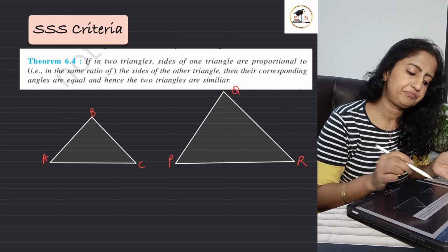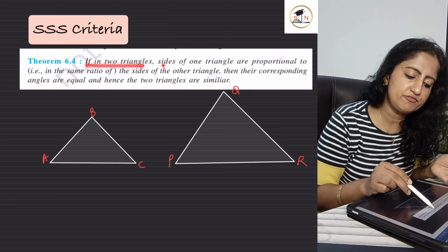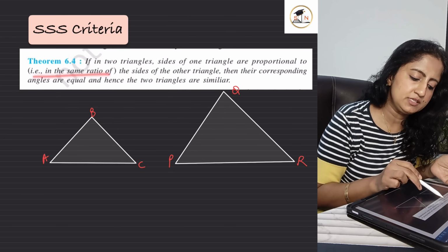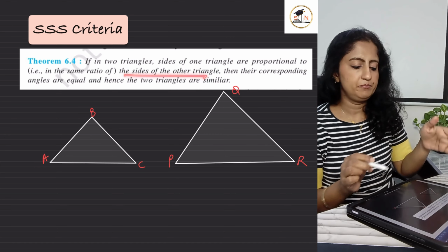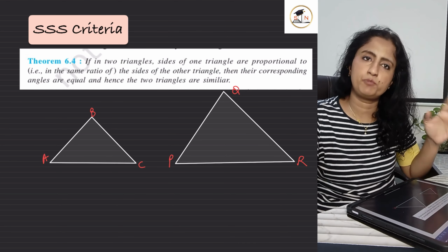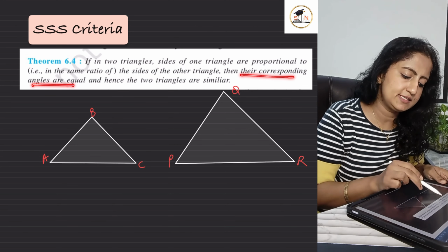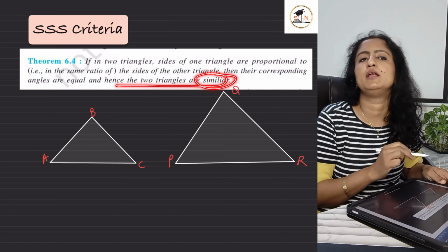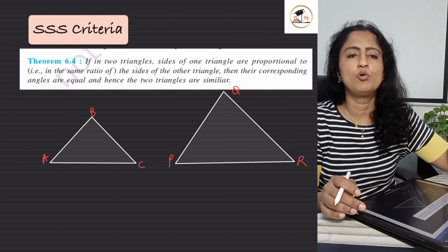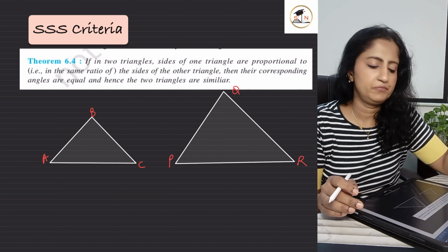चाहिए. Okay? Now, this question says, if in two triangles, sides of one triangle are proportional to, that is the same ratio, the sides of the other triangle, मतलब एक ट्रायंगल की साइड दूसरे ट्रायंगल की कॉरेस्पॉन्डिंग साइड से प्रोपोर्शन में है, then their corresponding angles are equal and hence the two triangles are similar. मतलब अगर आपकी साइड्स प्रोपोर्शन में हैं तो ट्रायंगल सिमिलर हो गए, और अगर ट्रायंगल सिमिलर हो गए तो कॉरेस्पॉन्डिंग एंगल्स तो इक्वल हो ही जाएंगे, right?